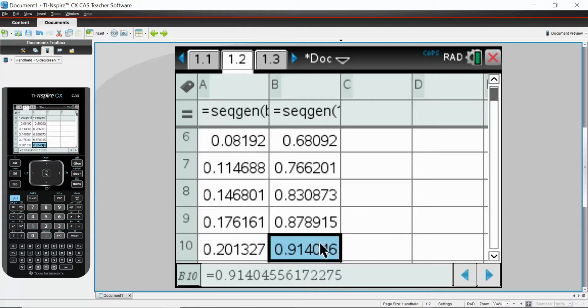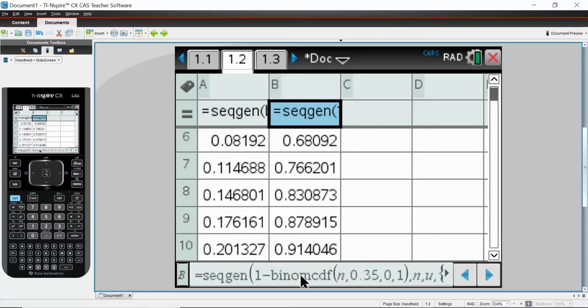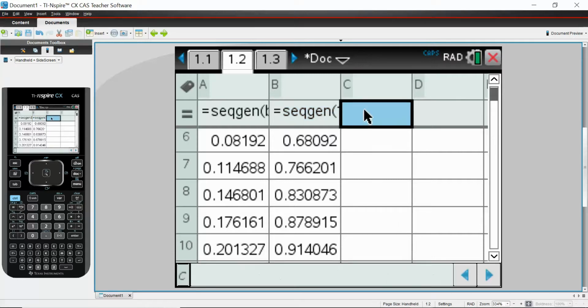10 trials that way. Now that's doing the textbook method where I did 1 minus binom CDF n, which we don't know, and 35% chance of getting what we want. And we got 0, we got 1. Okay, now let's say I didn't want to do it that way. Let's say I want to generate a sequence now.